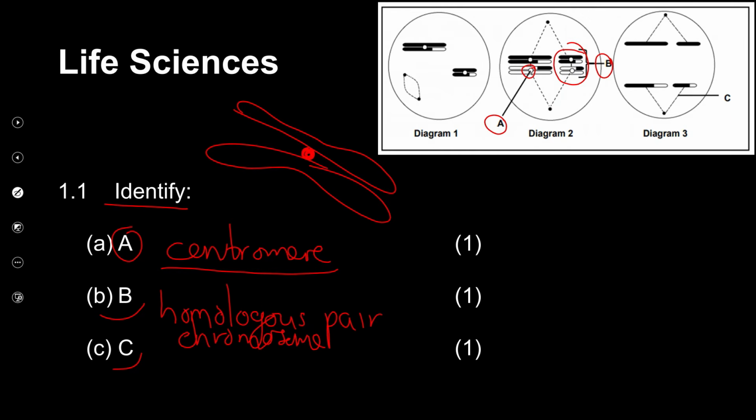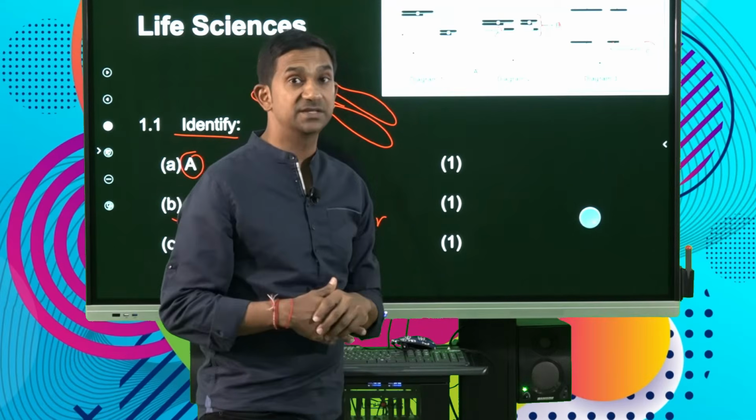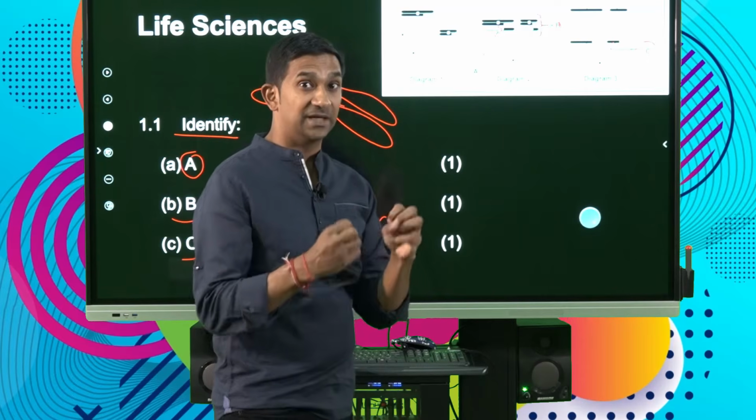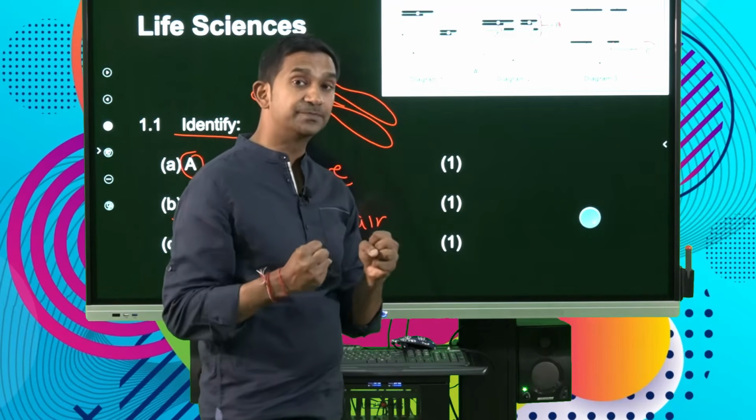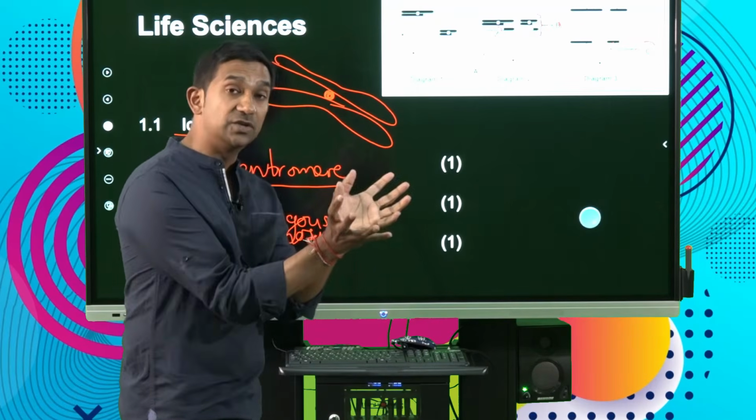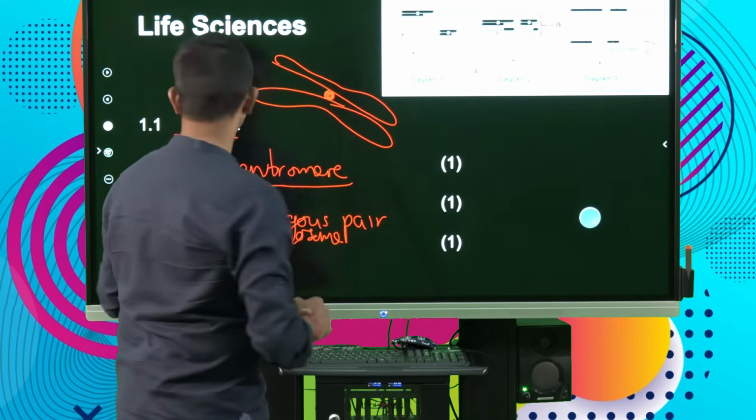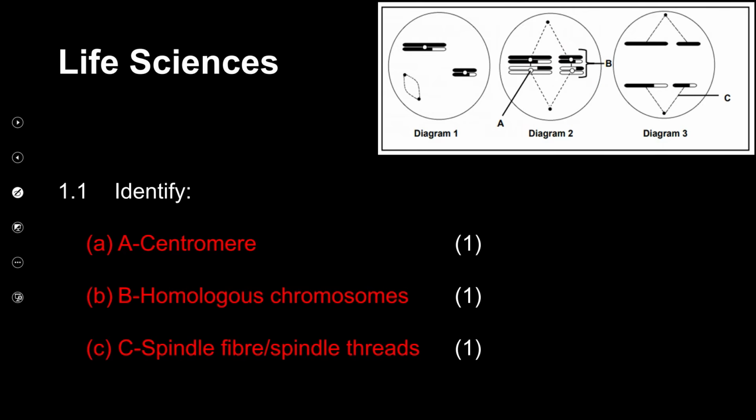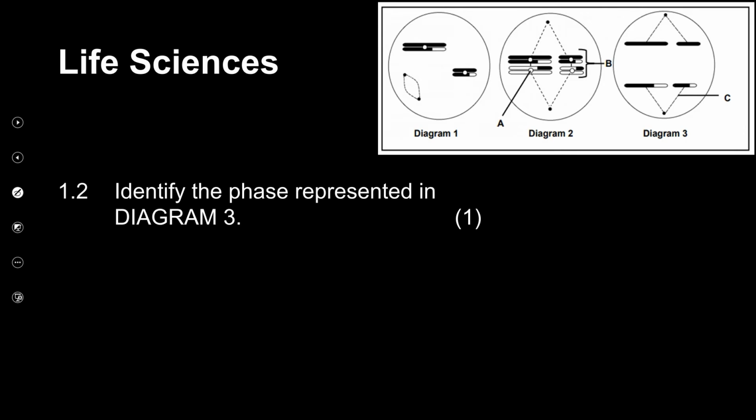Structure C. Guys, when we look at structure C, those are structures that are attached to the centromeres, and those structures are the spindle fibers that are produced from the centrioles during cell division, and they essentially control the movement of the chromatids or the chromosomes in the cytoplasm, in the nucleoplasm during cell division. Right. So as I mentioned, spindle fibers or spindle threads that you can use to answer them.